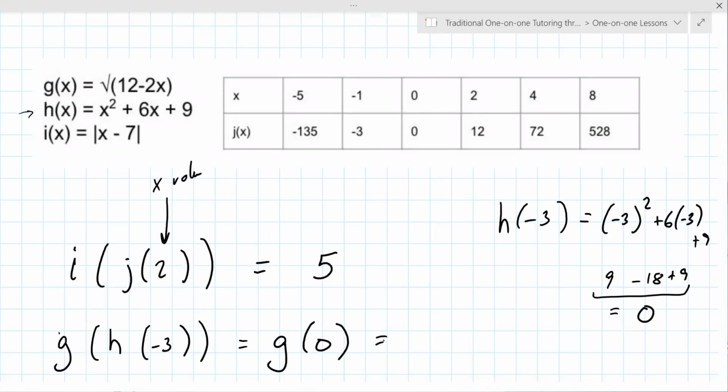The square root of 12. Now that does reduce, but it's not super important that we do that. Okay, let's try another one here.